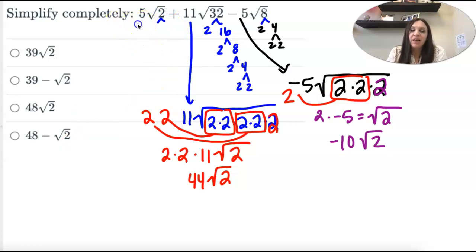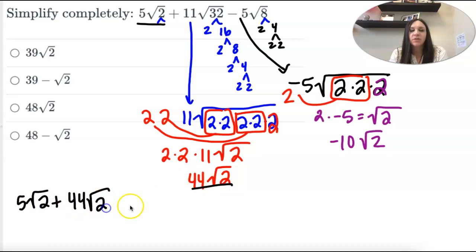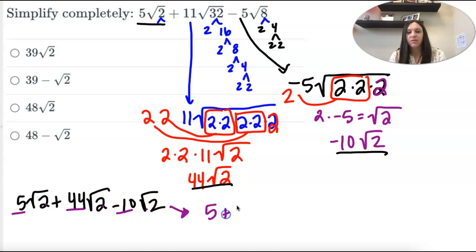Okay, let's rewrite it. I have 5 square roots of 2 plus 44 square roots of 2, and then minus 10 square roots of 2. Yay! Square root of 2, square root of 2, square root of 2. So we take the numbers on the outside. 5 plus 44 minus 10, and then the square root of 2 stays.